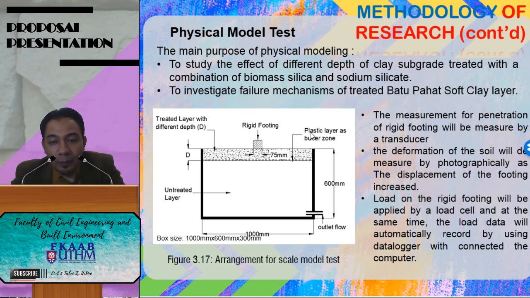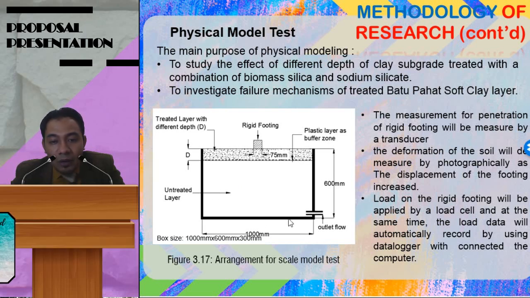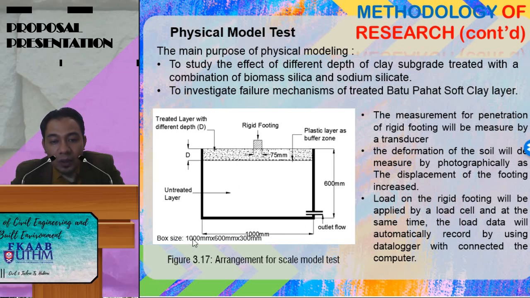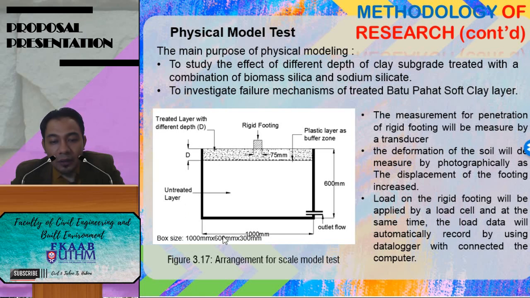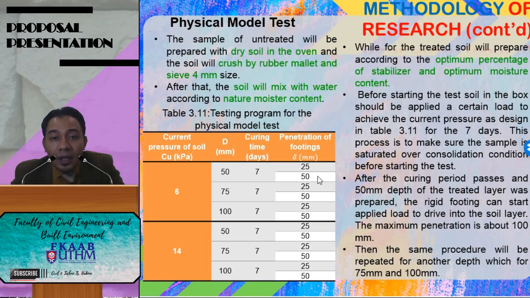This is the plastic layer as a buffer zone to separate the treated and untreated layers. This is the untreated layer. This is the box with size 100 mm by 600 and 300. This is the outlet flow, to flow out the water during what we call the curing time, which is about 7 days.